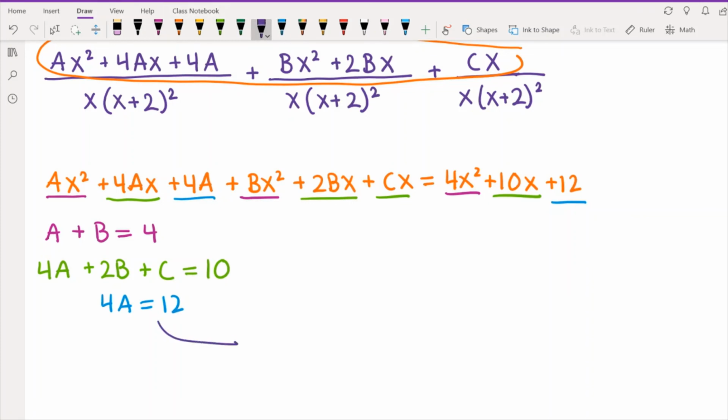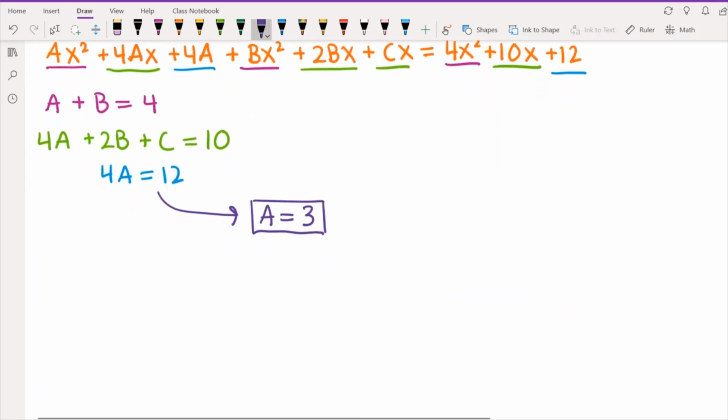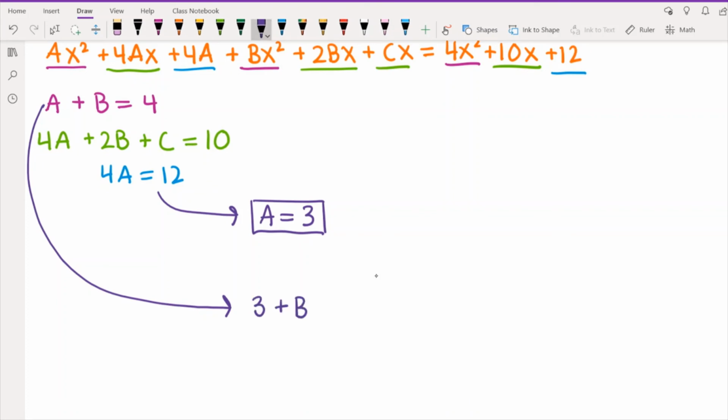So the first one we can figure out, as we just said, if 4a is equal to 12, that means that a has to be equal to 3. Okay, so now let's take the first equation. This one's going to help us immediately as well, because now we know 3 plus b is supposed to equal 4. And so that tells us that b has to equal 1.